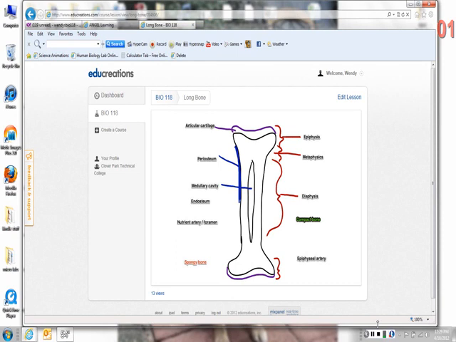The medullary cavity is going to be lined with endosteum, a membrane on the inside. And let's go ahead and make that one light gray, lining the inside.